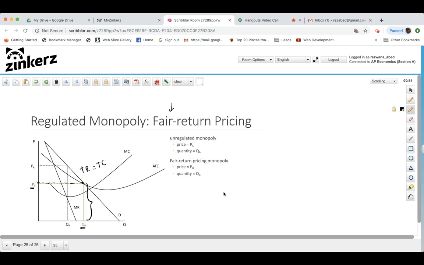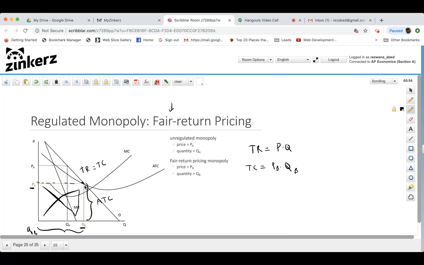This square is actually P times Q, remember? P times Q, that's your total revenue. And total cost is your average total cost, this height, times this QB. That would be your total cost. So total cost and total revenue here are actually the same amount, PB times this QB, because they're the same.